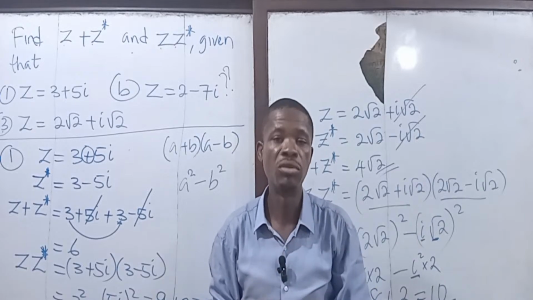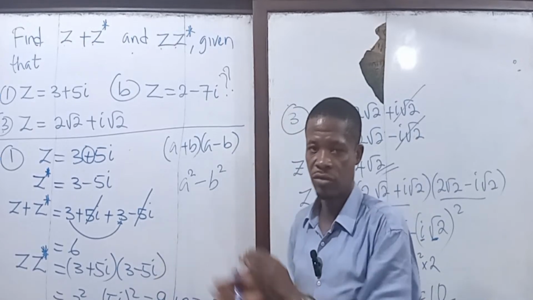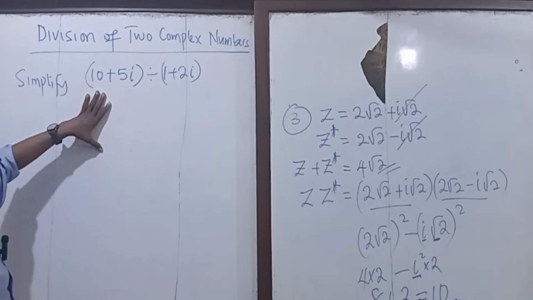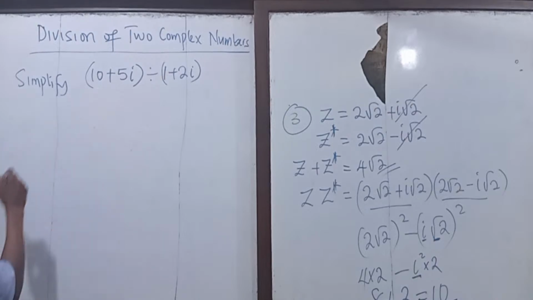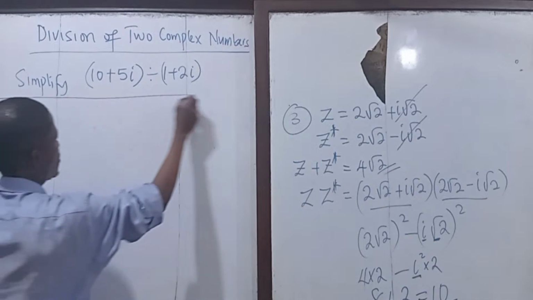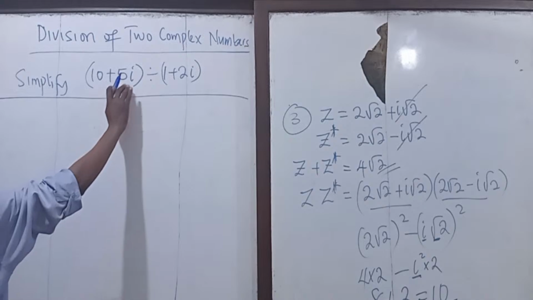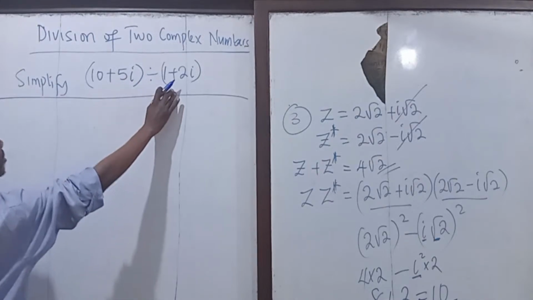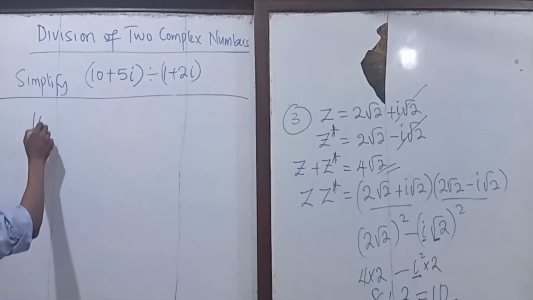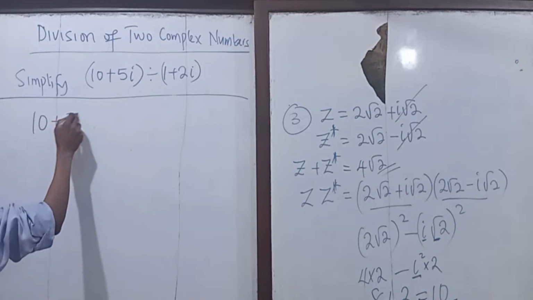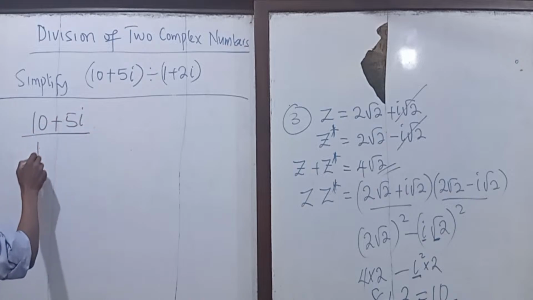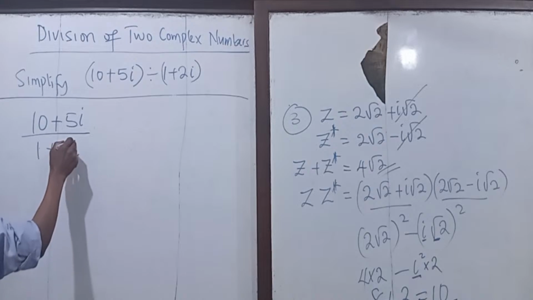Okay, let's look at the divisions of two. Yeah, for divisions of two complex numbers, this is what we have. This is a question. Let's see the solution to the question. Simplify 10 plus 5i divided by 1 plus 2i. So this is what we have. This is two complex numbers.